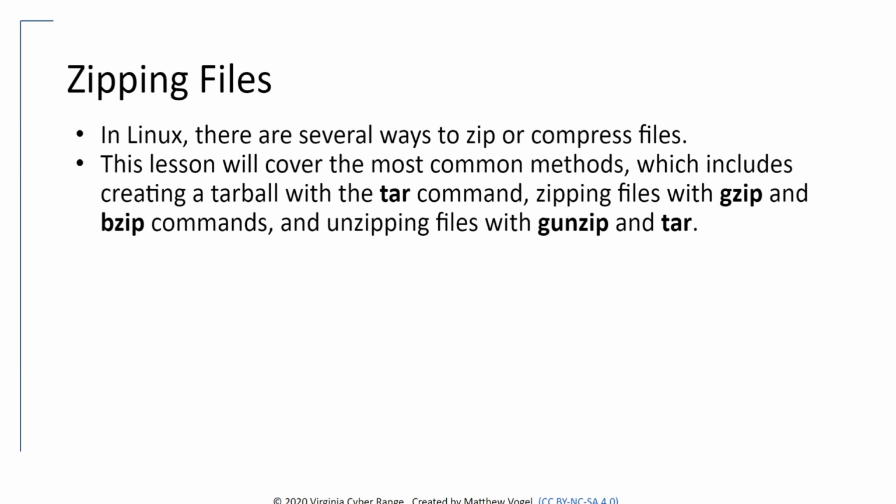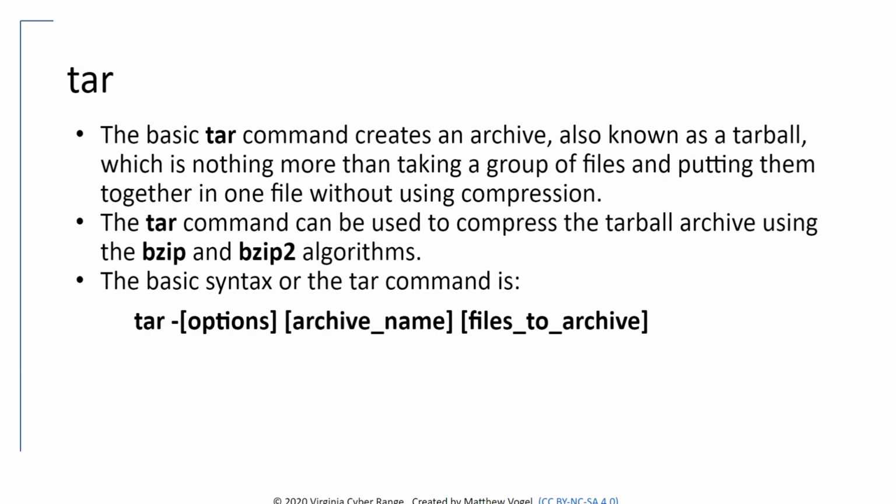Okay, so we're going to talk about zipping files first. So in Linux, there are several different ways to zip or compress files. In this lesson, we'll cover the most common methods, which includes creating a tarball with the tar command, zipping files with gzip and bzip commands, and unzipping files with gunzip and tar. All right. So first, we're going to talk about tar.